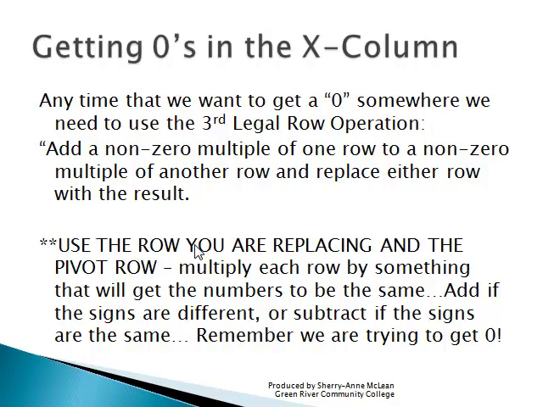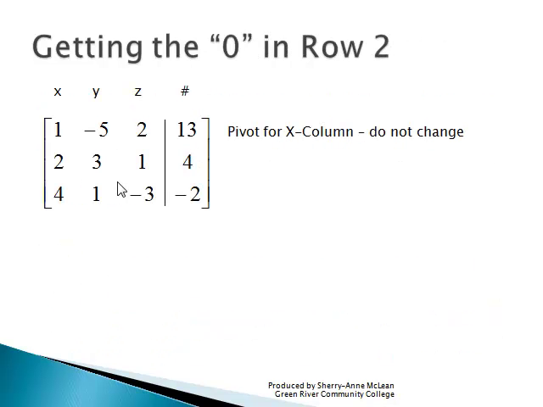When you're trying to get a zero, you always want to use the row you're replacing and the pivot row. Multiply each row by something that's going to get the numbers to be the same. Add if the signs are different, or subtract if the signs are the same, because remember, we're trying to get zero here. All right, so let's see this in action.